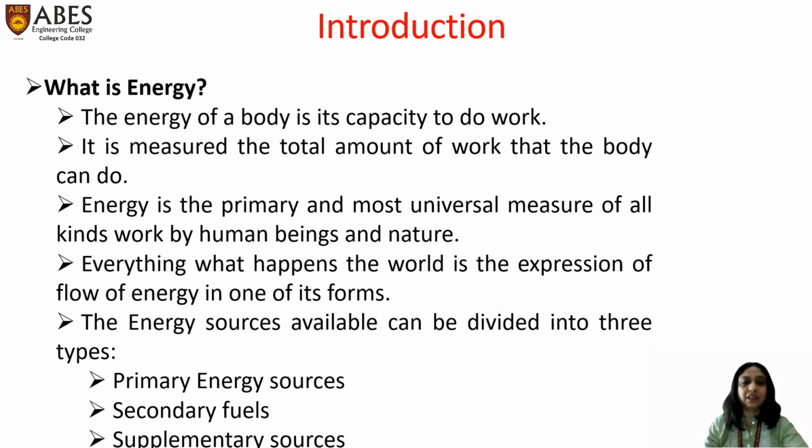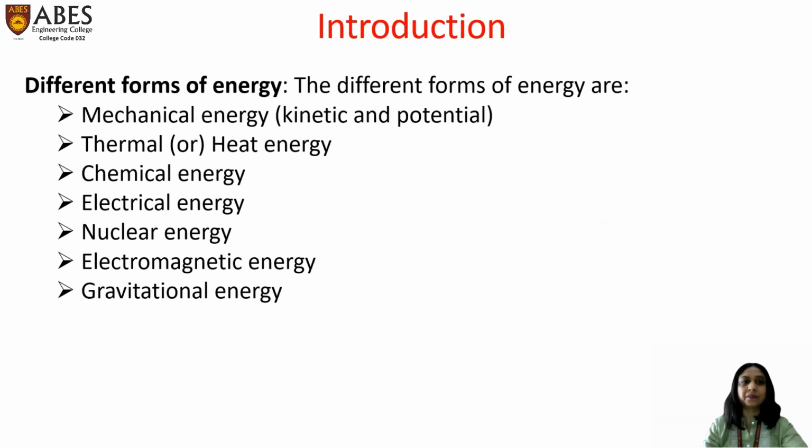The energy sources available can be divided into three types: primary energy sources, secondary energy sources, and supplementary sources. And these are the different forms of energy. The basic ones that you know very well are potential and kinetic energy, which come under mechanical energy. Kinetic energy is related to velocity, and potential energy is related to height. For example, if a stone is lying on the floor, then the potential energy is zero because there is no height. Thermal energy is heat.